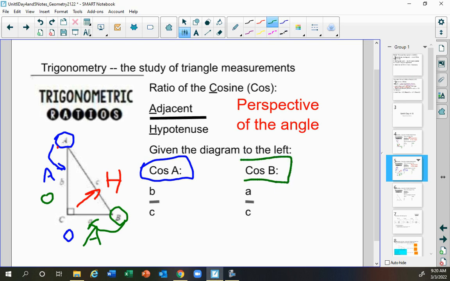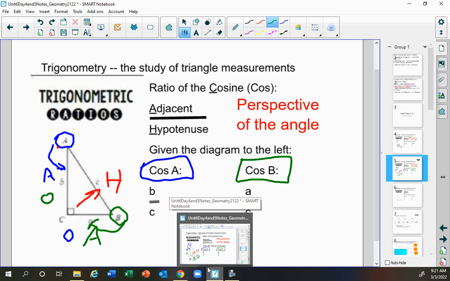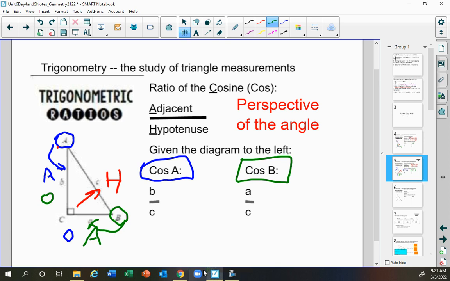And I should have done that with the last one too. Always identify. So look at it, find your angle first, then identify which side is my adjacent, which side is my opposite, which side is a hypotenuse. That's always going to be the case. Identify what's given, what you need to find. Anybody have any questions before we continue?